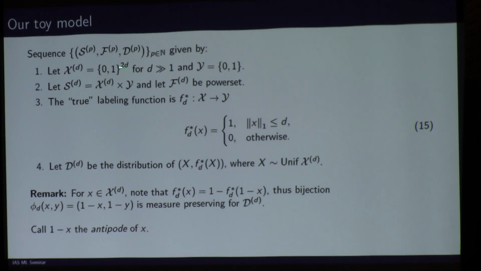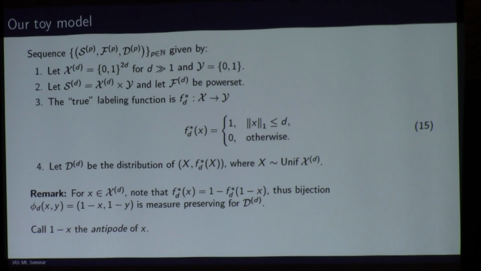Just to simplify things a little bit, rather than vectors in R^d, we have bit vectors of length 2d, and we're going to sample these bit vectors uniformly. By a law of large numbers or concentration argument, they're going to have roughly d zeros and d ones, an equal number of zeros and ones in these bit vectors. So their norm is going to be pretty close to this level d here, and the decision boundary is going to be exactly this d. Basically, are you on one side or the other of this norm boundary? So that's our data set.